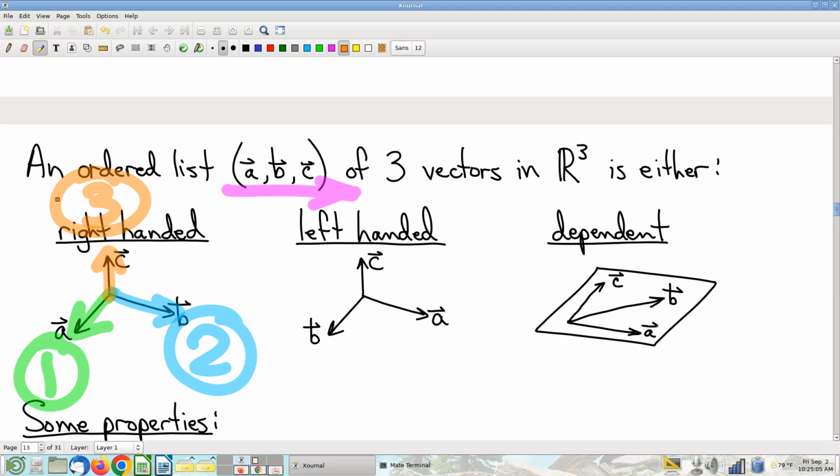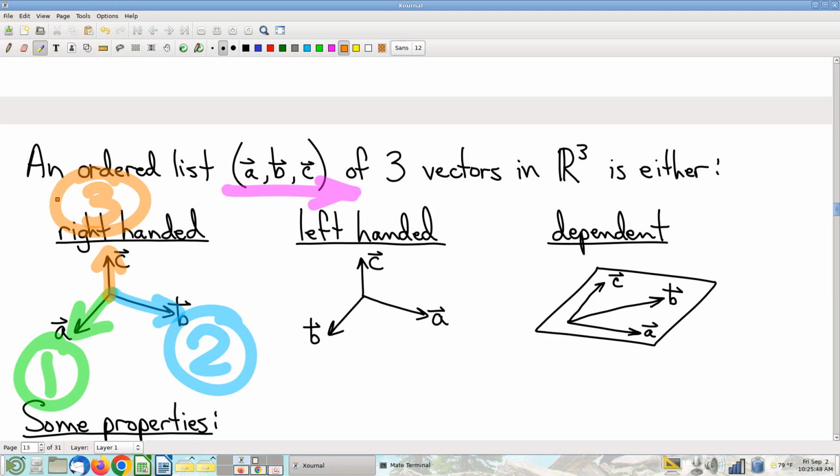Do what you've got to do now to get those 2 fingers, index finger being first, middle finger being second, pointed in the same directions as A and B. More to the point, pointed in the same directions as the first vector and the second vector. Well, your thumb then points on the same side of the plane defined by A and B as this vector C here. You'll notice. So this is what we call a right-handed list. Because the C vector, when you use your right hand and follow those rules, the third vector is on the same side of the plane as your thumb.